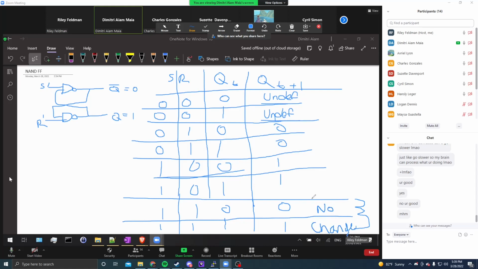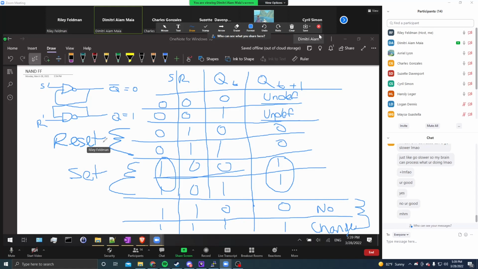There's no change for the evaluation. And this one can be thought of as a set, because once you put in the 1 here, you get an output of 1. And this one could be thought of as reset, because once you put the reset in, it resets your values here. And these ones are just undefined. Does that make sense?